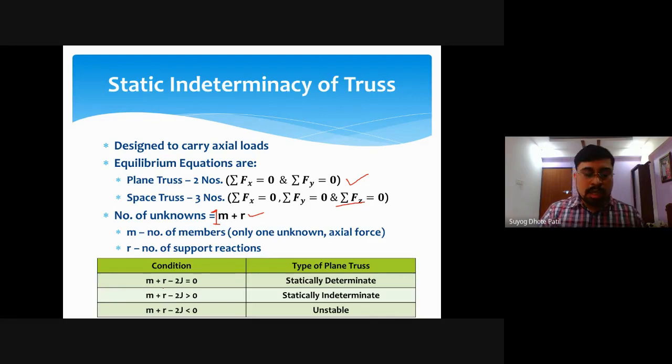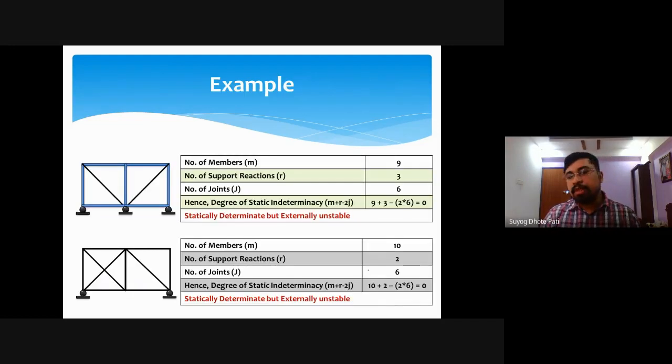Now there are several conditions. If m plus r minus 2j equals 0, then it is termed statically determinate. If it is greater than 0, it is indeterminate, and if it is less than 0, that particular truss is unstable. Then example. These trusses are provided to us.